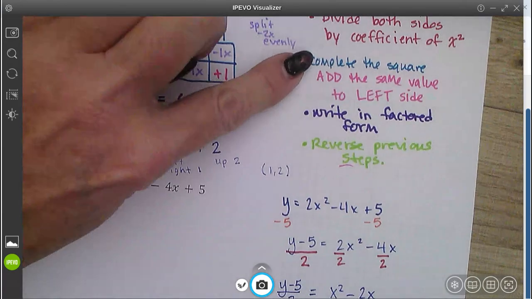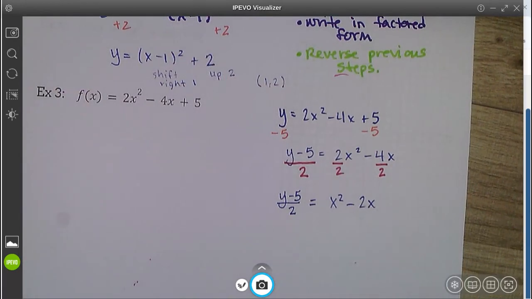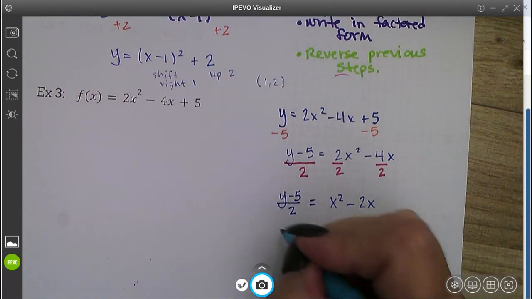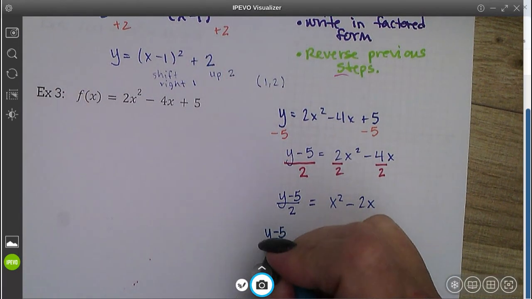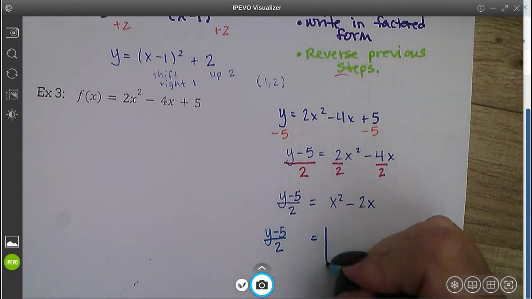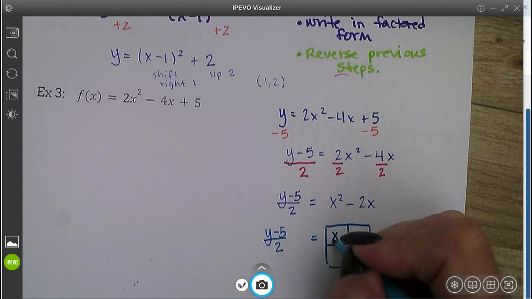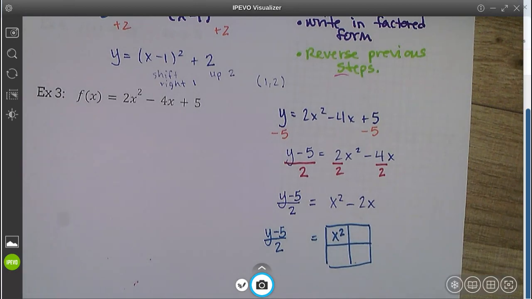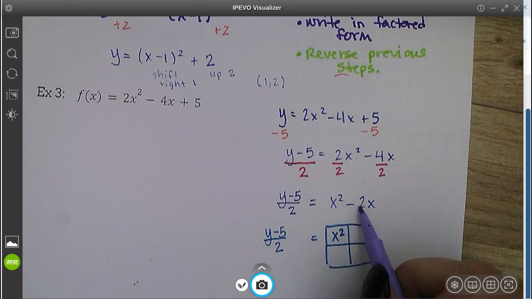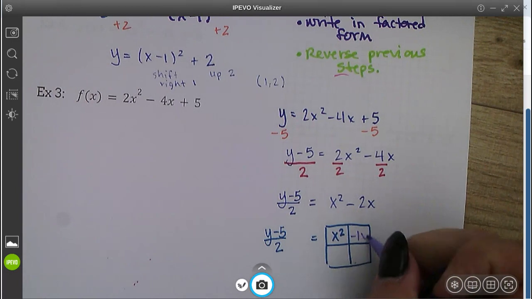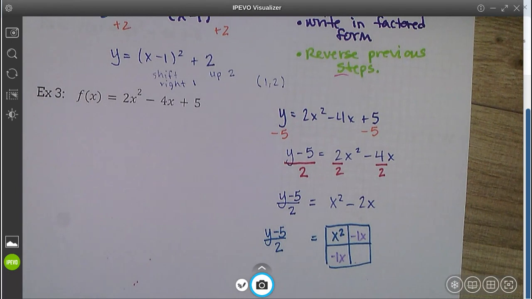Next thing I need to do is complete the square. So I'm going to set up the box with my y minus 5 over 2 equals the box with x squared in the top left. Remember that I have to split that negative 2x evenly, so negative 1x, negative 1x.